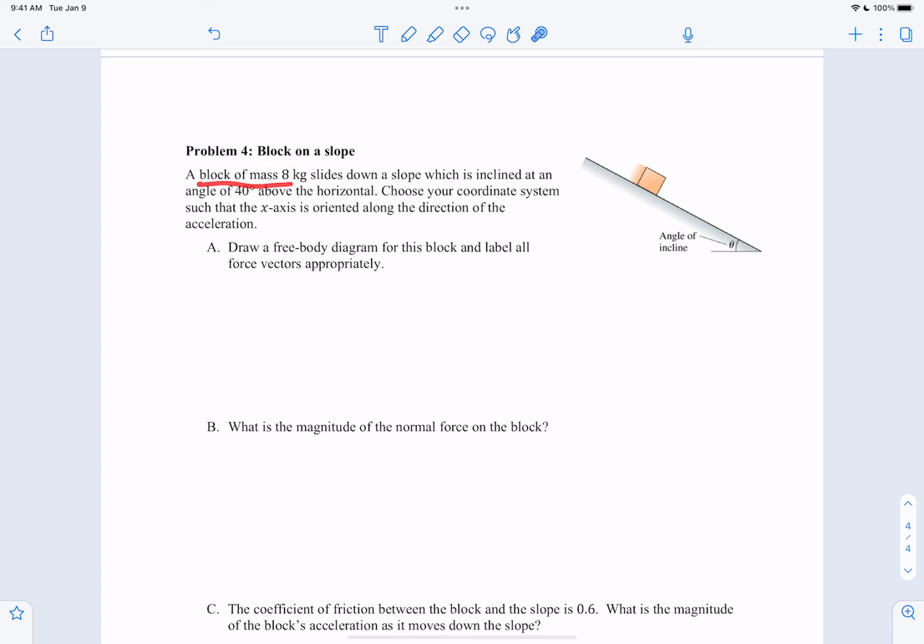So, problem 4, block on a slope. It says a block of mass 8 kilograms slides down a slope inclined at an angle of 40 degrees. So we have a 40-degree angle here, with a mass of 8 kilograms. Choose your coordinate system such that the x-axis is oriented along the direction of the acceleration. From the beginning, we have this incline. So what kind of coordinates do we have? Do we have normal y and x, or do we have something different?